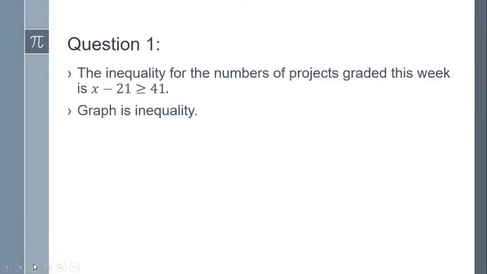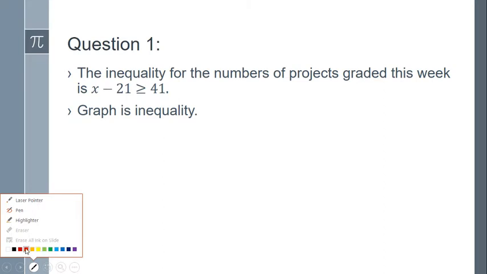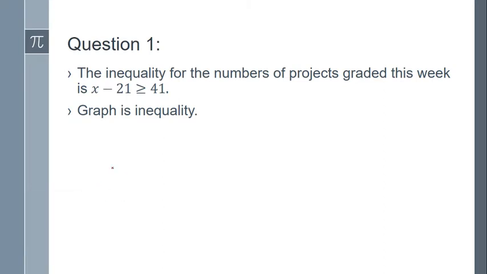Question 1. The inequality for the number of students' projects graded this week is x minus 21 is greater than or equal to 41. Graph this inequality. This is what we call an inequality in one variable. There's only one variable, x, and we're asked to graph it. First we need to isolate the x, so we have x is greater than or equal to some number, then we can graph it. In this case, we have the inequality x minus 21 is greater than or equal to 41.